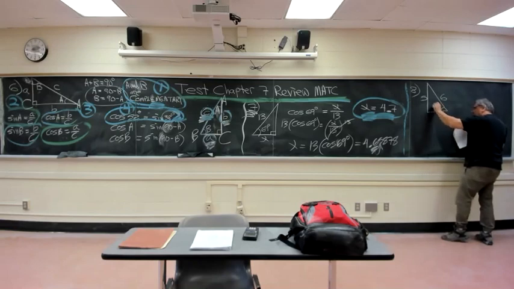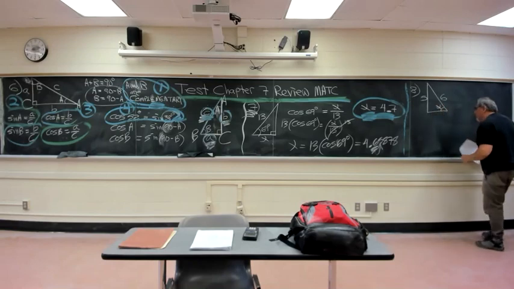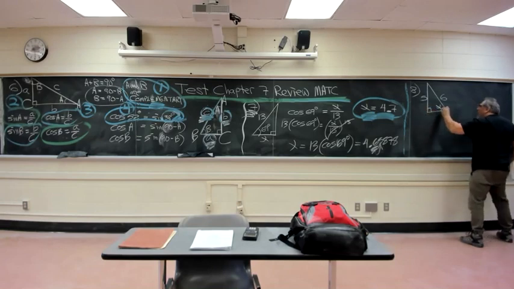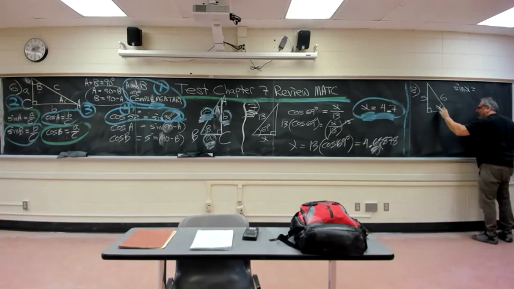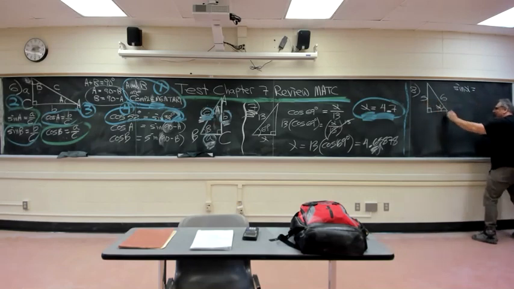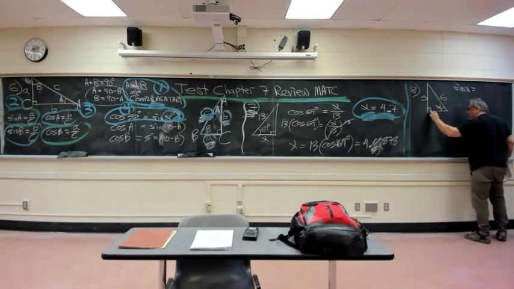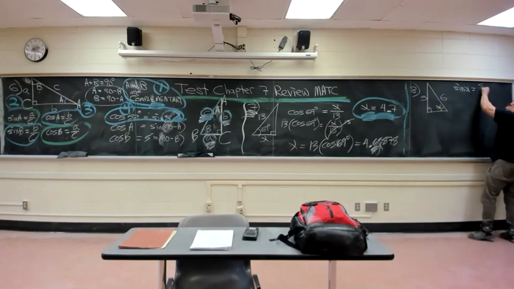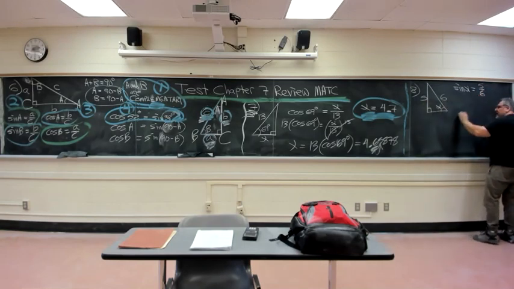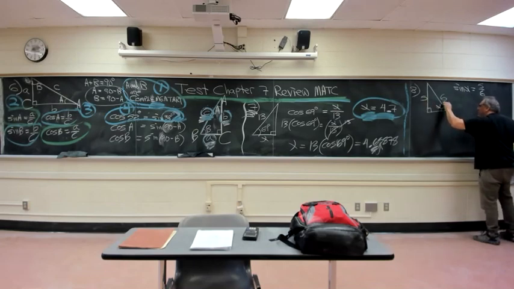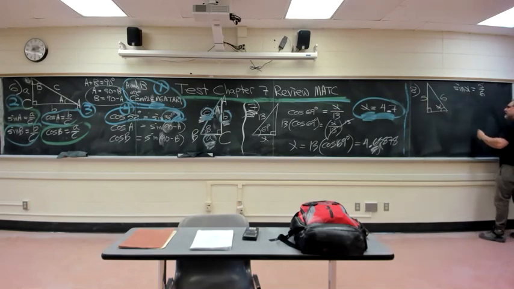We don't know what this angular measurement is, but we do know that the sine of x is opposite over hypotenuse. Opposite the 90-degree angle is the hypotenuse, and opposite this is what's opposite this. Opposite over hypotenuse is 5 over 6. The sine of x is opposite over hypotenuse. Sine of x is 5 over 6.